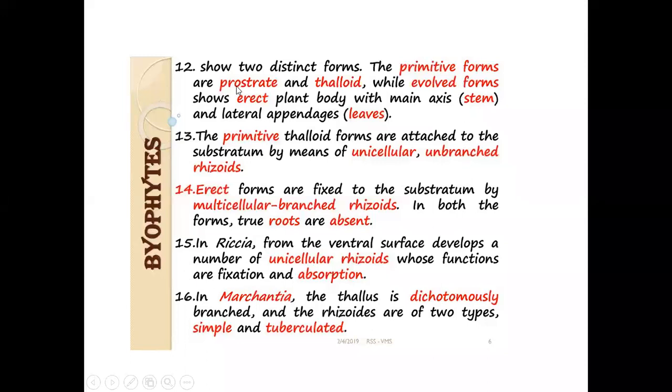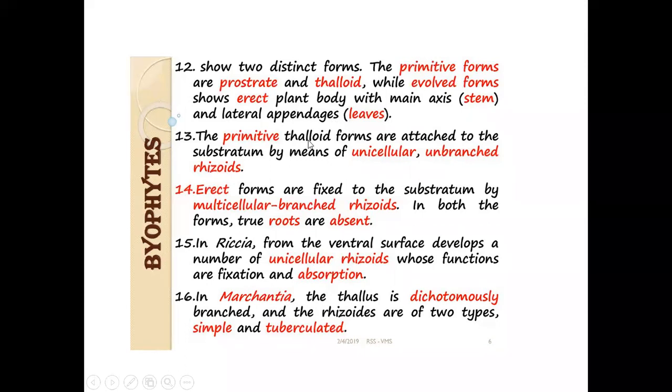So the primitive and first formed bryophytes are prostrate and thalloid, whereas the advanced or evolved forms of bryophytes are erect, showing the presence of a central main axis and leafy appendages.